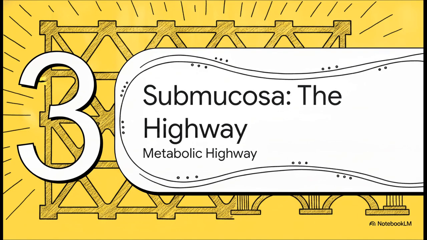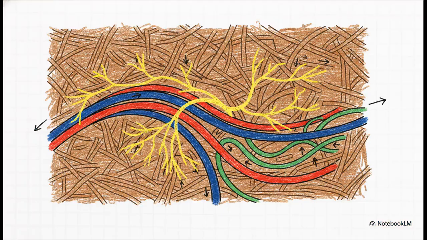All right, section 3, the submucosa, our metabolic highway. Drilling down one layer deeper, we hit the submucosa. This is the structural foundation that holds the whole operation together under pressure. It's made of dense, irregular connective tissue, giving it incredibly high tensile strength, so the inner lining can stretch without tearing. But it's not just biological glue, it's literally a bustling metabolic highway.